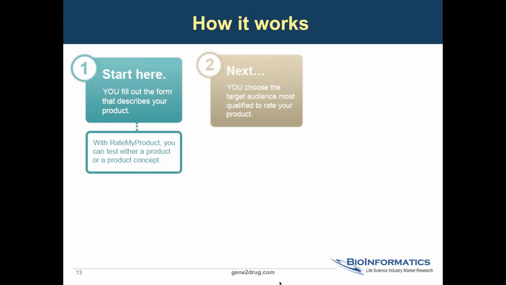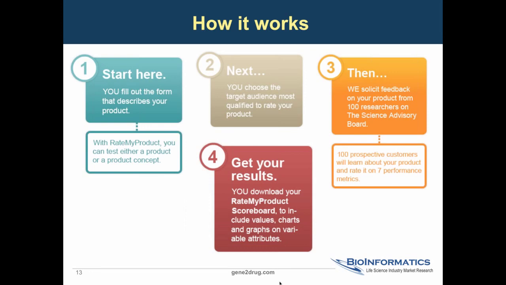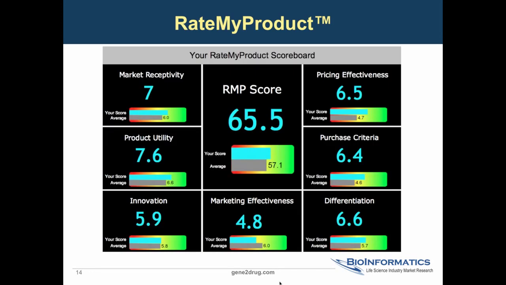Next, 100 researchers from our Science Advisory Board will evaluate your product on multiple attributes. Keep in mind that not only is your product being rated, these prospective customers are also spending time giving your product consideration, which promotes awareness of your product and your brand. And the final step is that within 5 business days, you'll be alerted that you can go online and view your Rate My Product results.